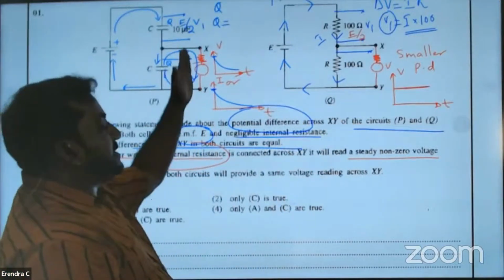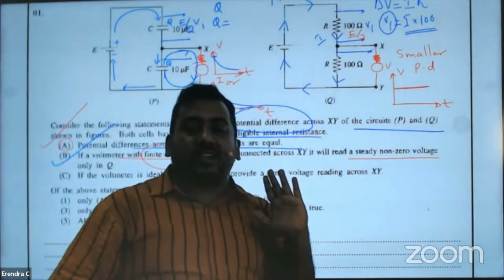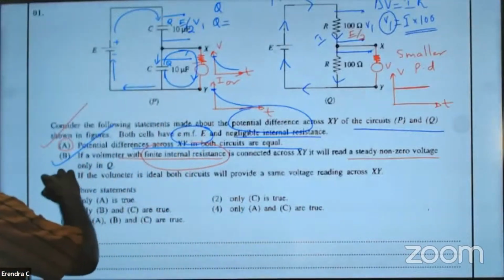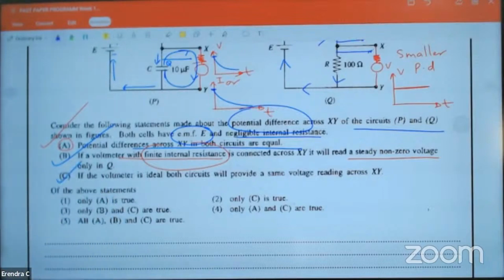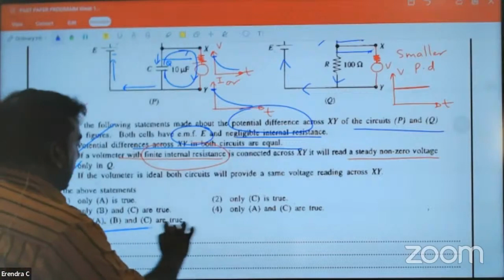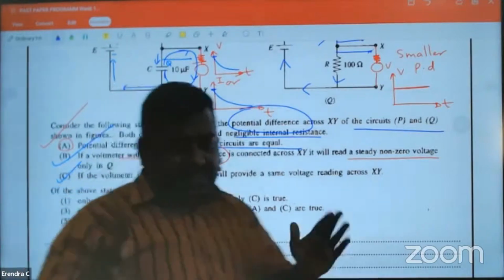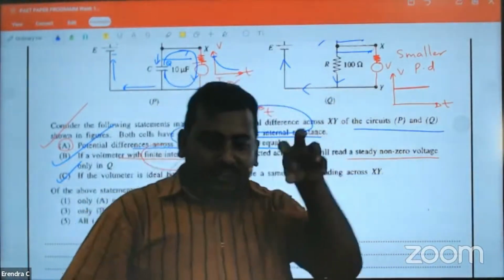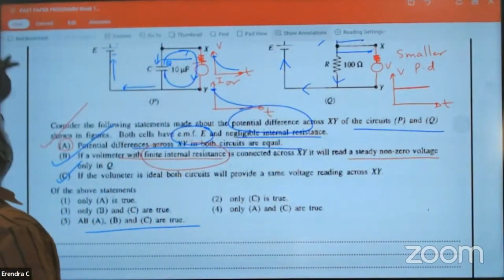Here there is no current passing through. This voltage and that voltage both will be what? Same. Both the voltages are the same. So here statement C will be correct. So what can you say here? All ABC are true. Since we had some internet issue, I will explain this again quickly. Come back again.